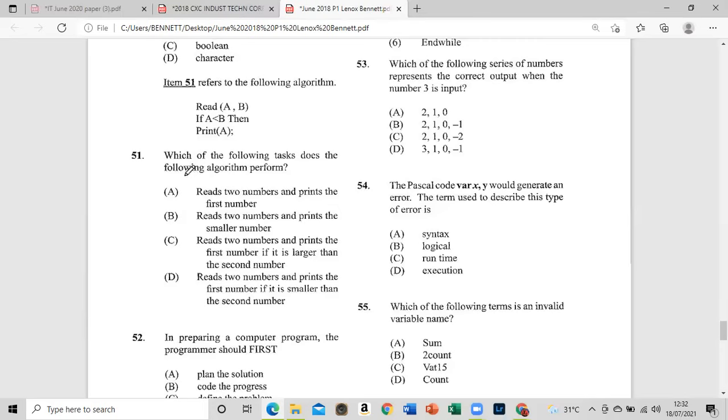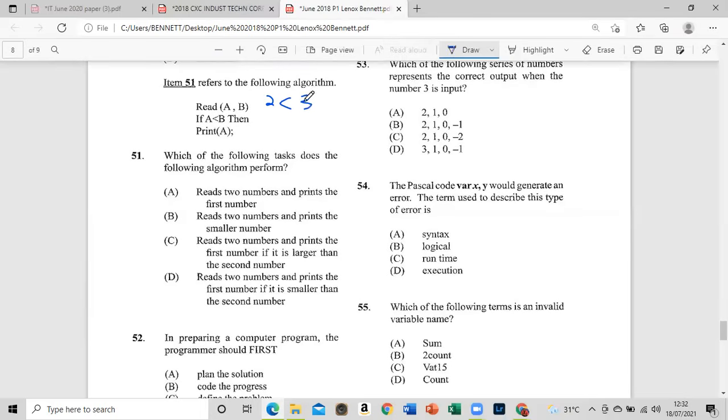So A must be less than B, right? So basically we could put some numbers in it. Let's say A is 2 and B is 3. So this is this part here. If 2 is less than 3, then print 2. So that prints 2. That's the command.